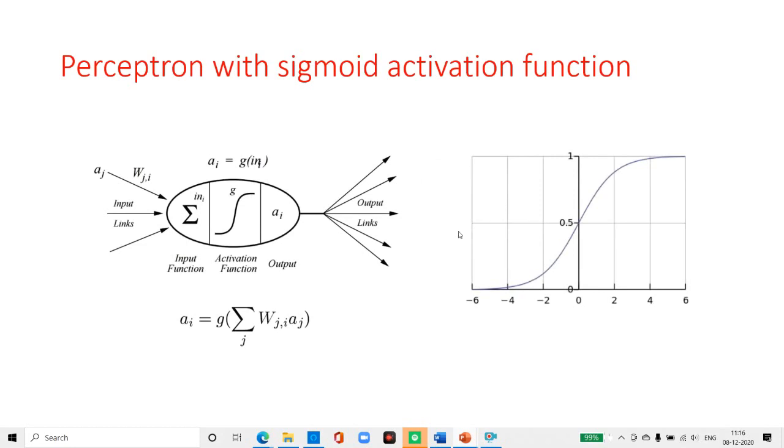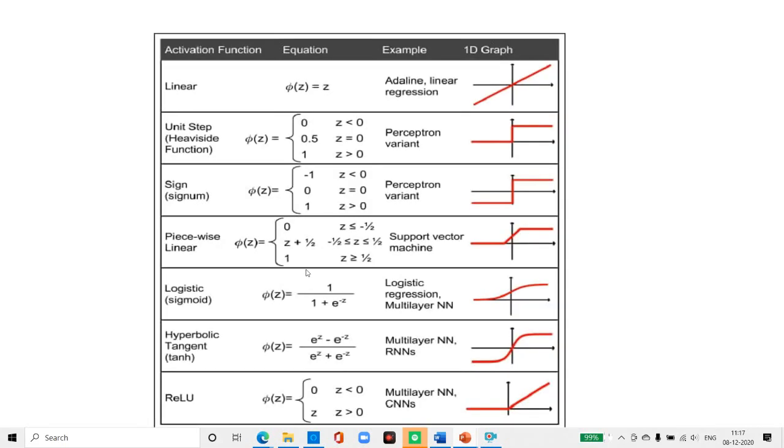So a sigmoid function is a mathematical function with a sigmoid curve, that is S. The graph is in an S curve. It is a special case of the logistic function and is defined by the function phi of z equal to 1 divided by 1 plus e raised to minus z. So this is the logistic function in a sigmoid format.